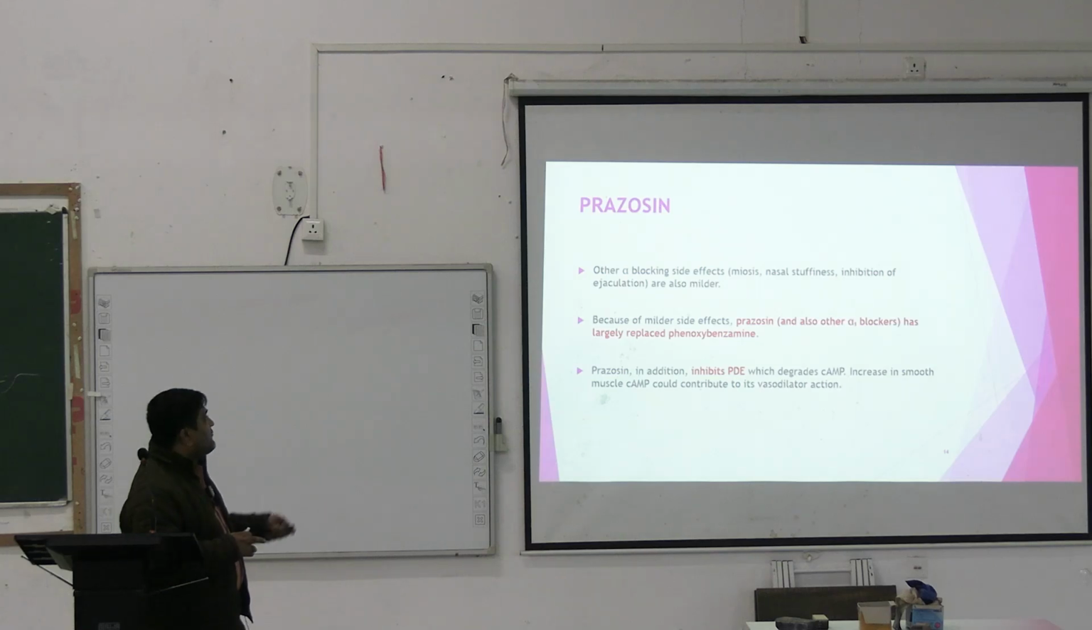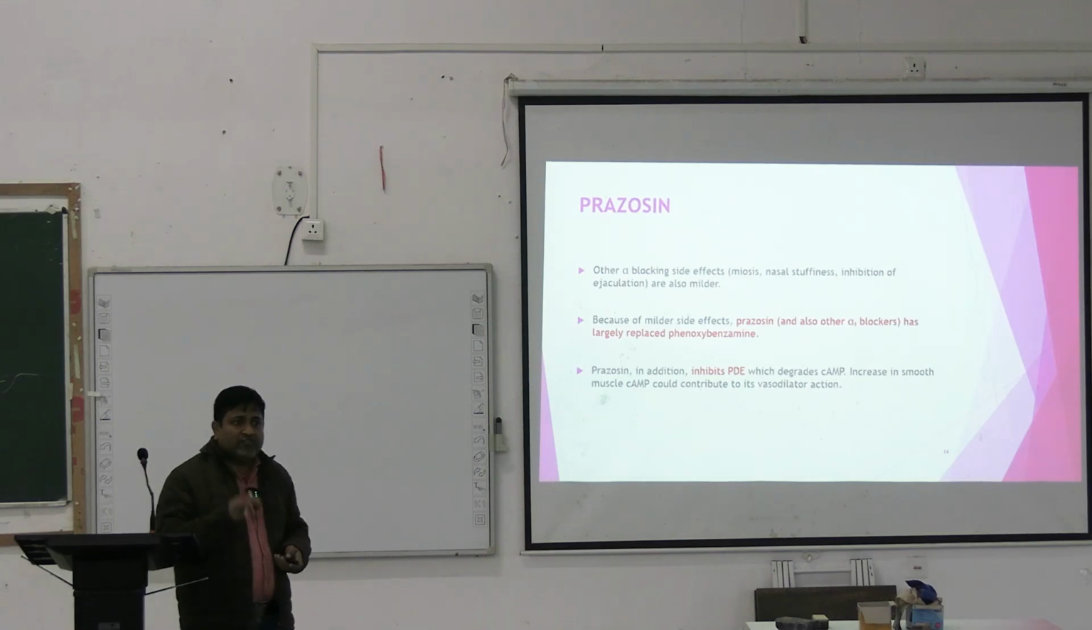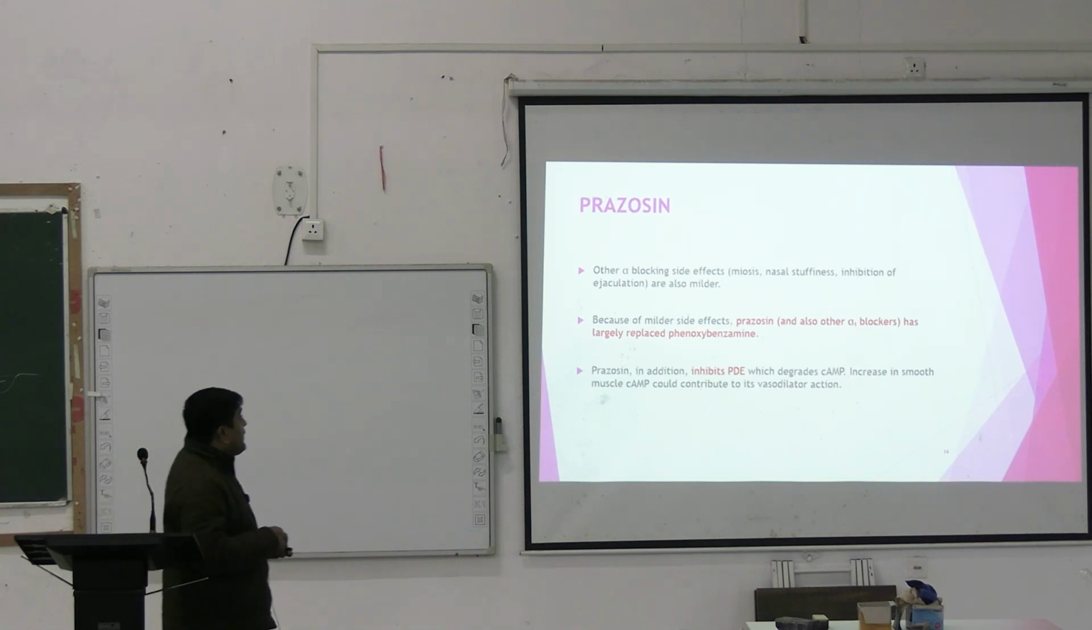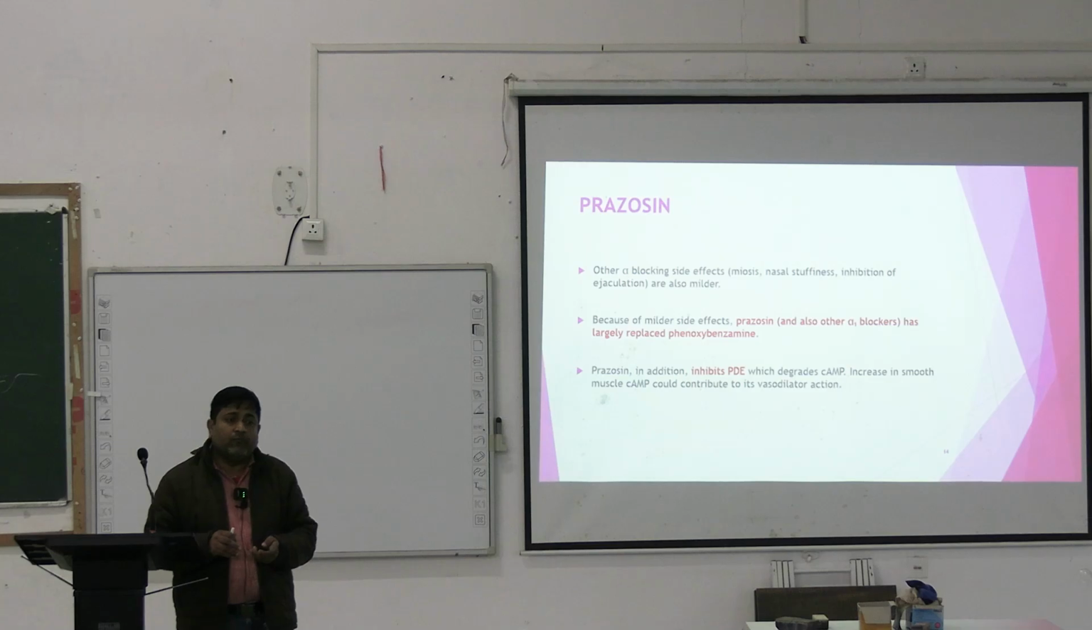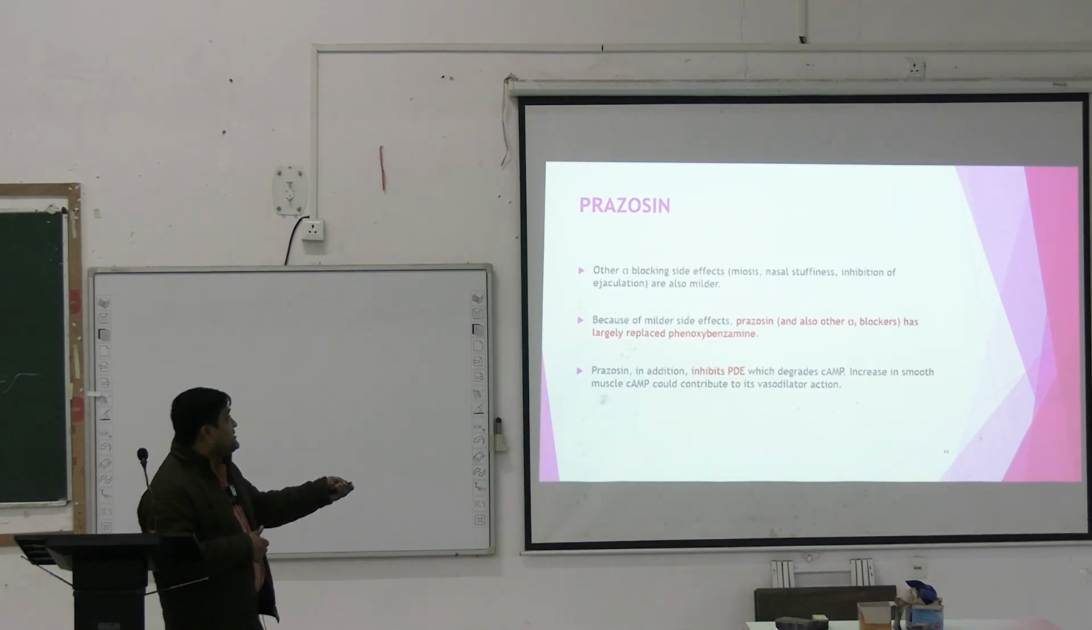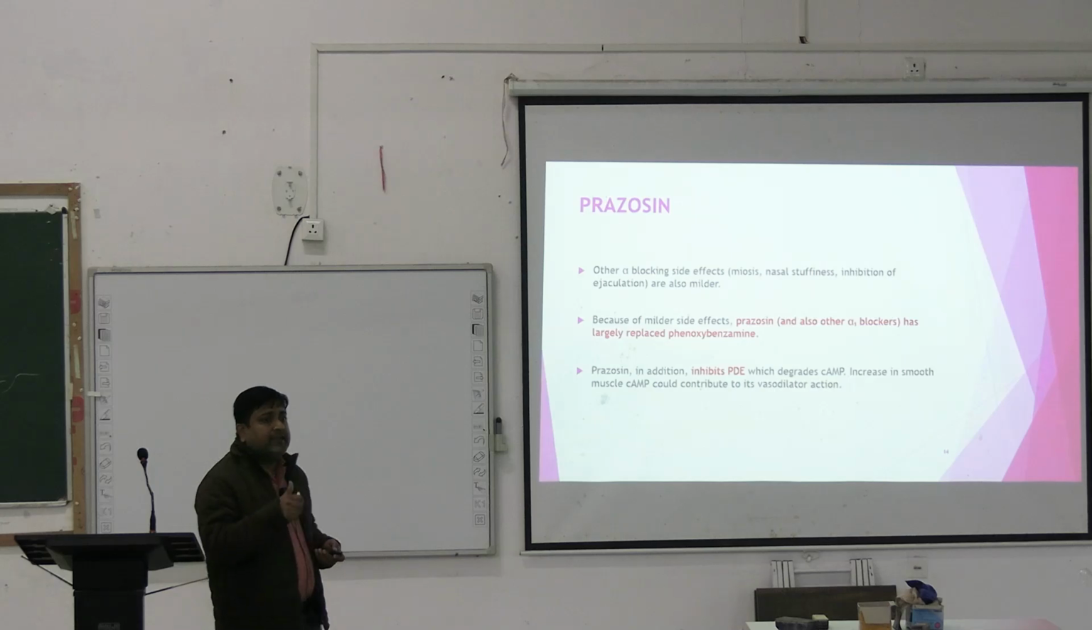Other alpha blocking side effects are also milder, like miosis, nasal stuffiness, and inhibition of ejaculation. Because of milder side effects, prazosin and other alpha-1 blockers are preferred and have largely replaced phenoxybenzamine as antihypertensives.